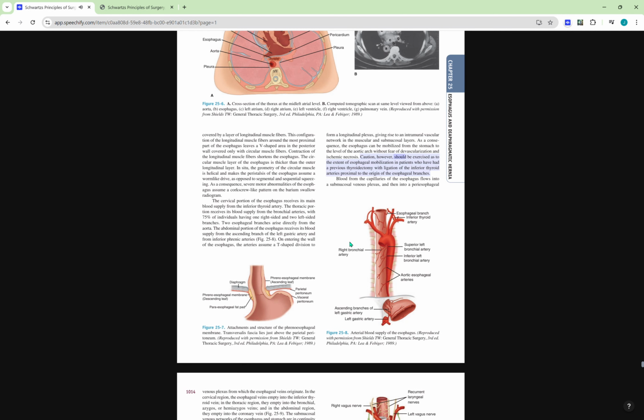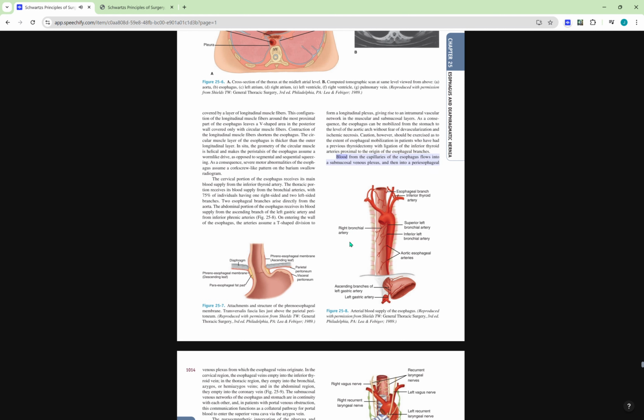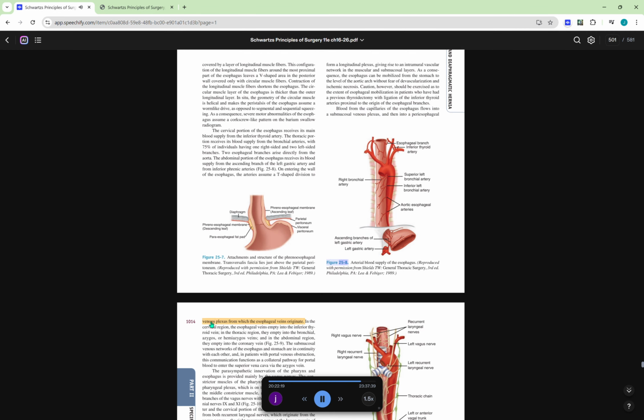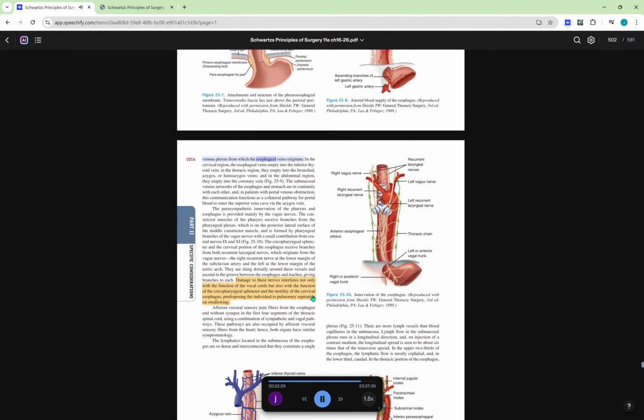Caution, however, should be exercised as to the extent of esophageal mobilization in patients who have had a previous thyroidectomy with ligation of the inferior thyroid arteries proximal to the origin of the esophageal branches. Blood from the capillaries of the esophagus flows into a submucosal venous plexus and then into a periesophageal venous plexus from which the esophageal veins originate.